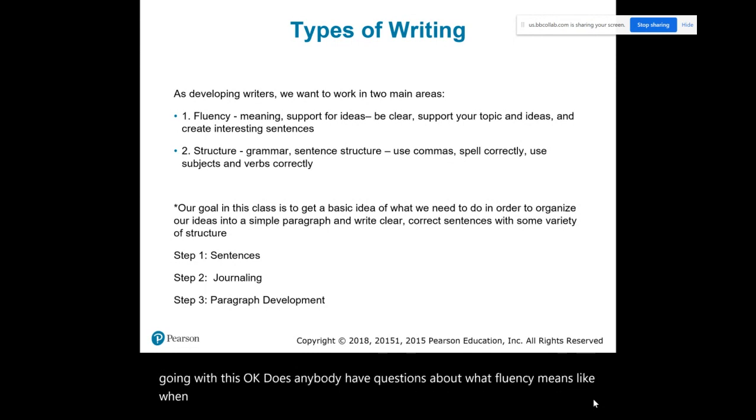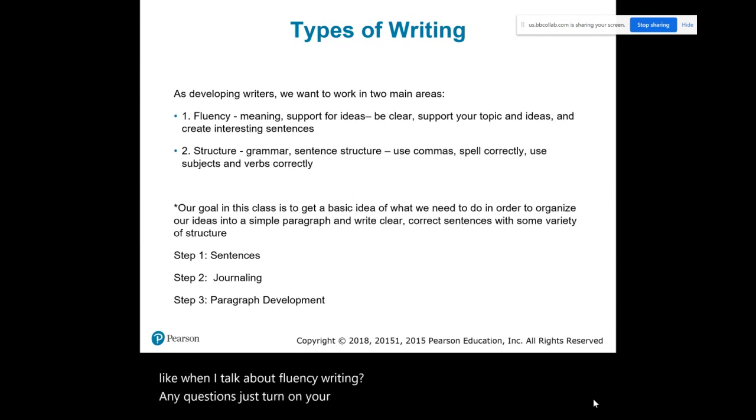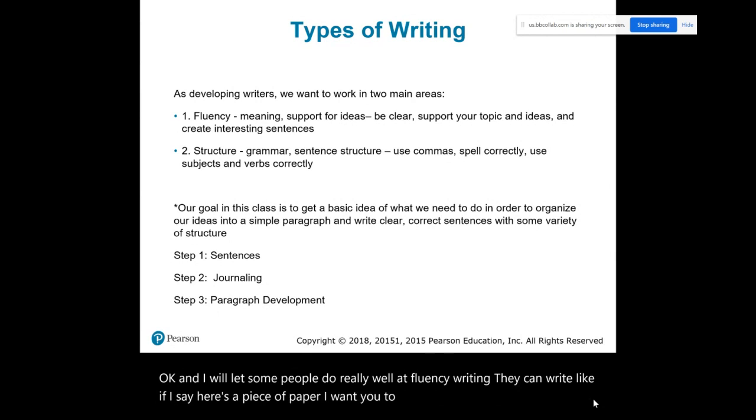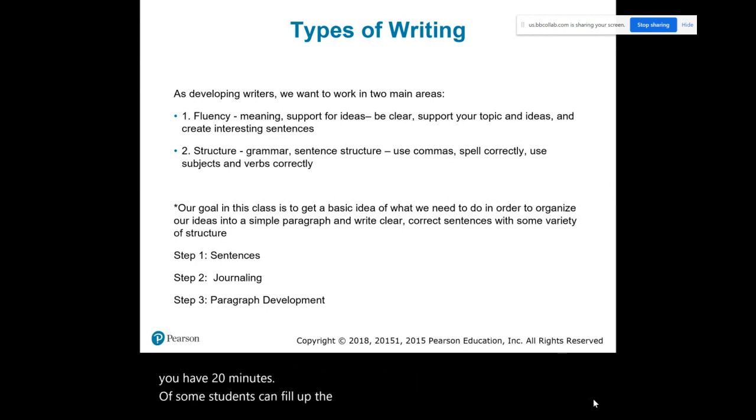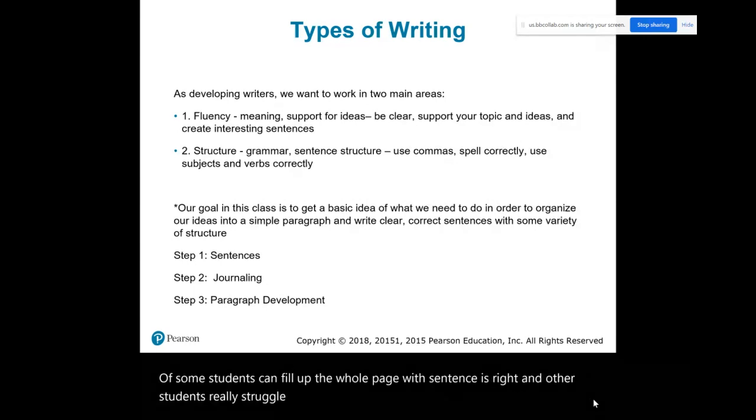Like when I talk about fluency writing? Any questions? Just turn on your microphone. Okay, and I will let you know, some people do really well at fluency writing. They can write, like if I say, here's a piece of paper, I want you to write about your family and you have 20 minutes. Some students can fill up the whole page with sentences, right? And other students really struggle with fluency. And maybe in 20 minutes, they just write 3 sentences, right?